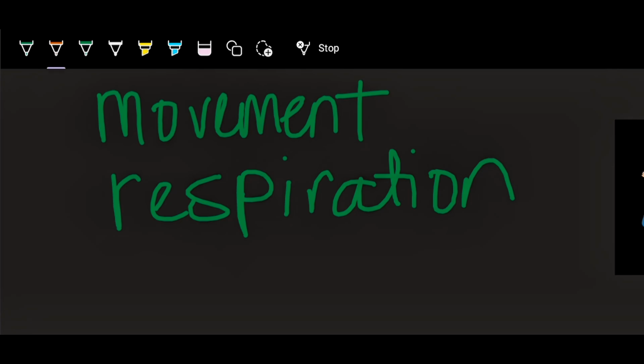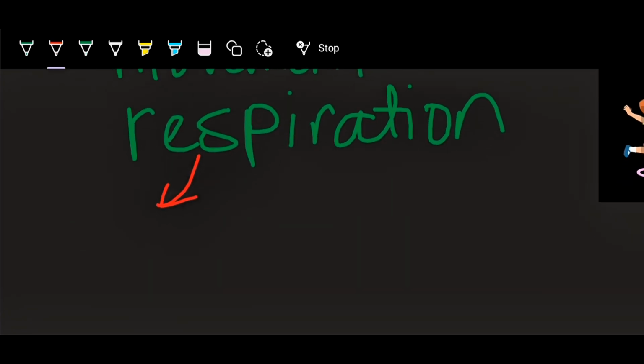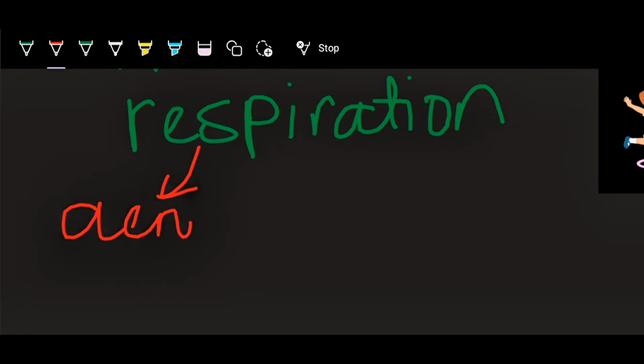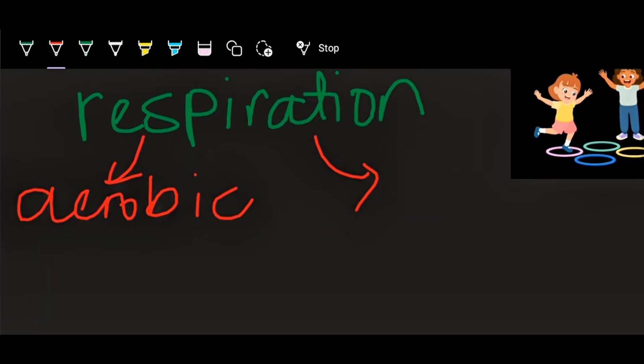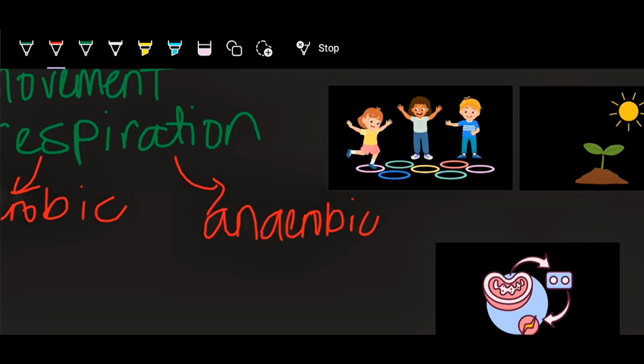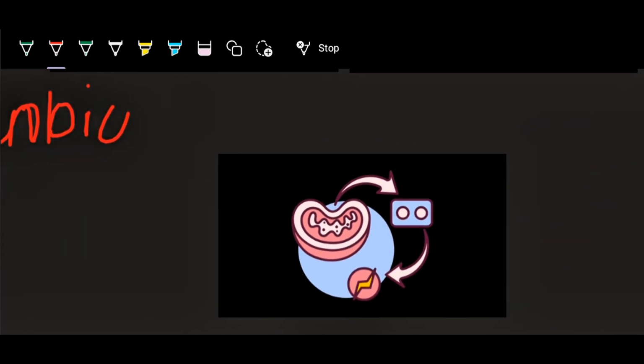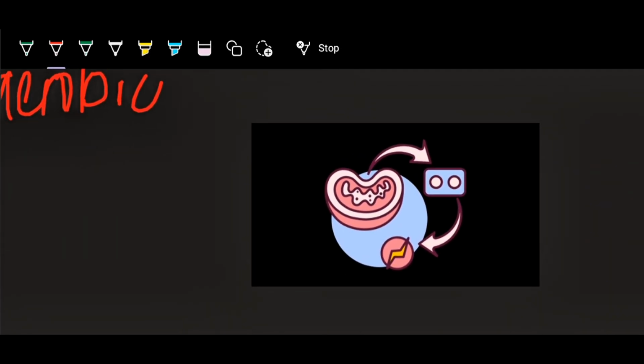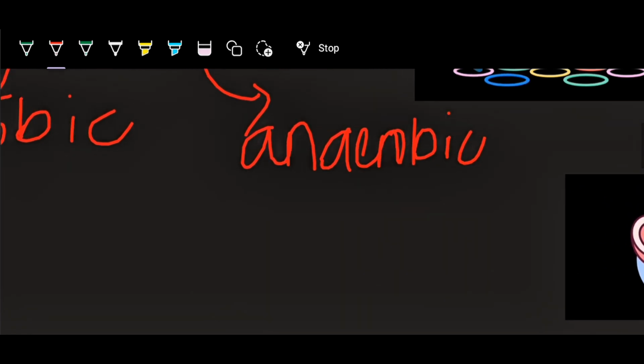So we have aerobic and we have anaerobic. And that's cellular respiration. So it uses oxygen to release energy. Good.